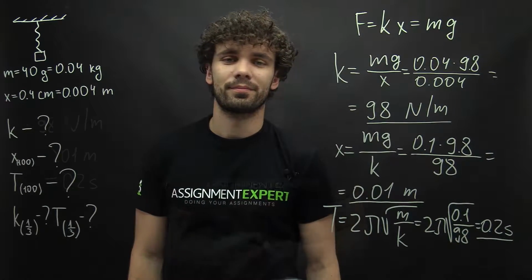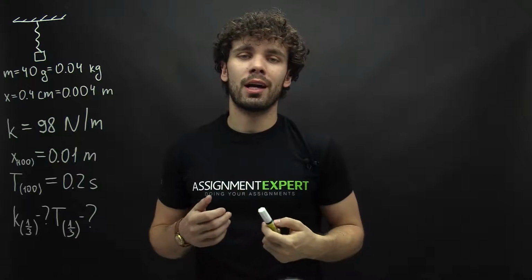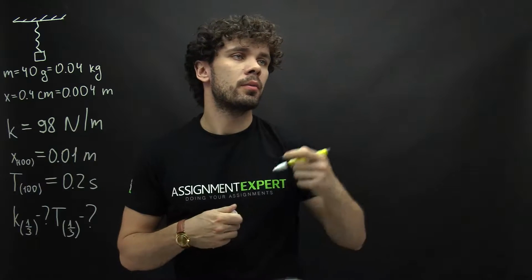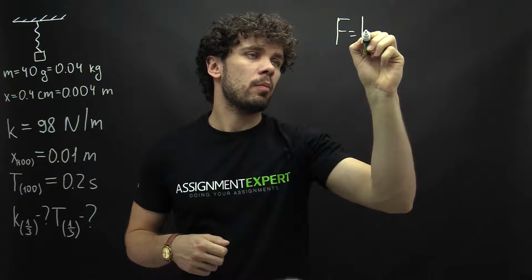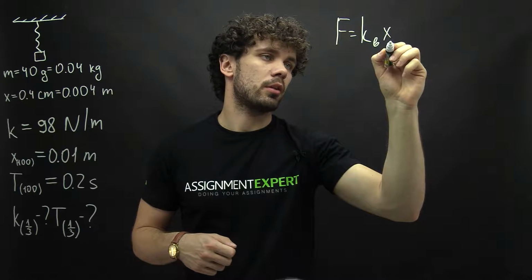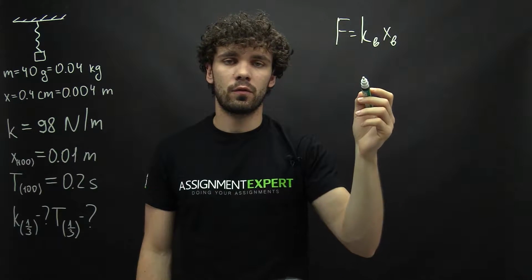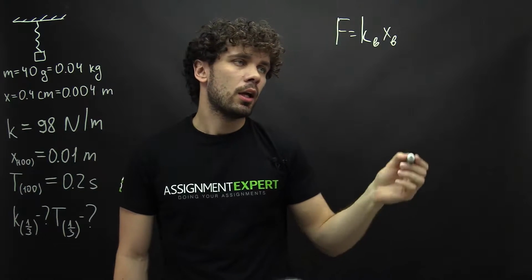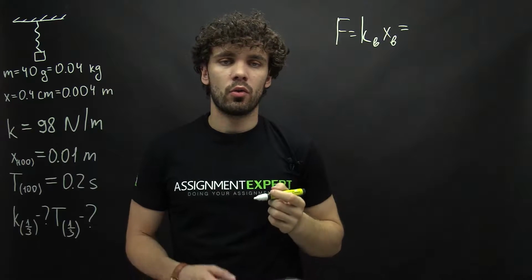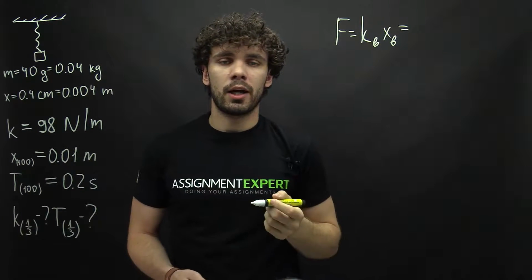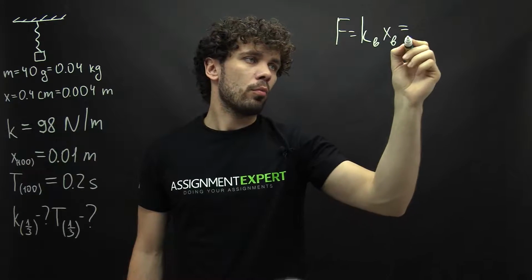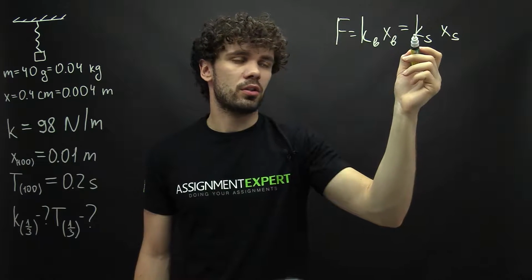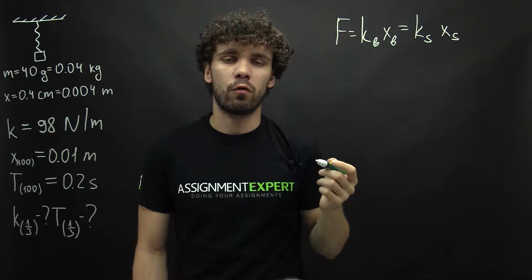Let's proceed. Alright guys, now our last task. Let's assume that for the whole spring, the force applied to it is equal to K big times X big. So this is the spring constant for the whole spring and the extension of the whole spring under the load of 100 grams. And then we divide our spring into 3 equal parts. The force applied to one of them will be the same, but the formula will be K small times X small. So this is the spring constant and the extension for 1/3 of the spring.